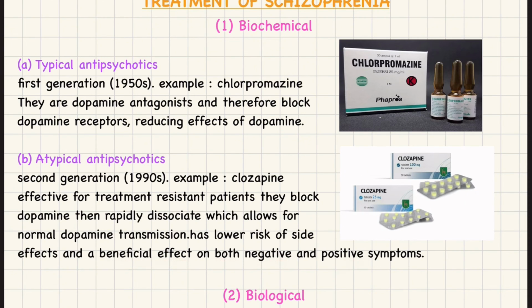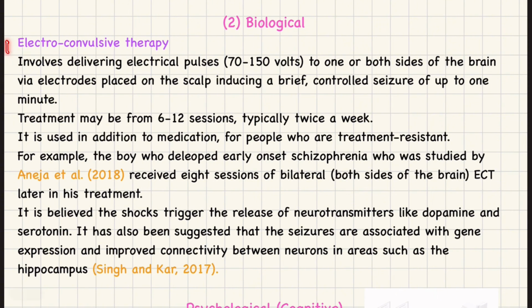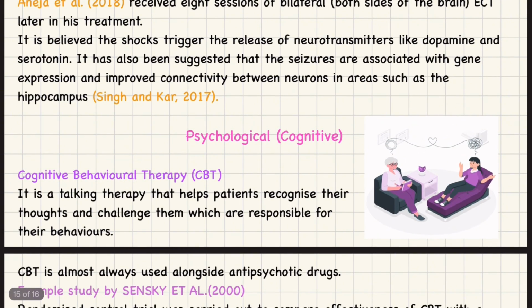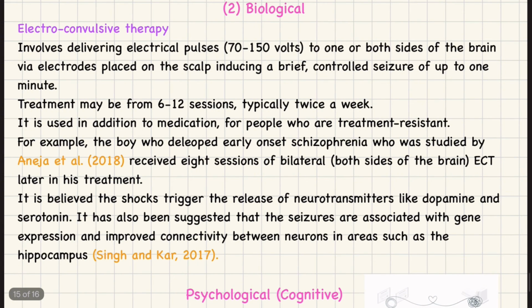Now for the biological treatment, there is electroconvulsive therapy. And the question of treatment of schizophrenia on electroconvulsive therapy and on cognitive behavioral therapy has been asked in the May-June exam of Psychology P3 2024.